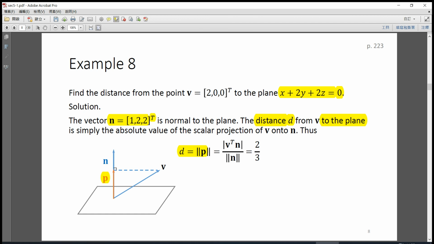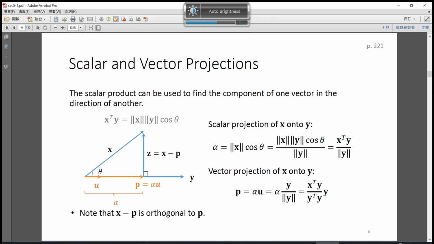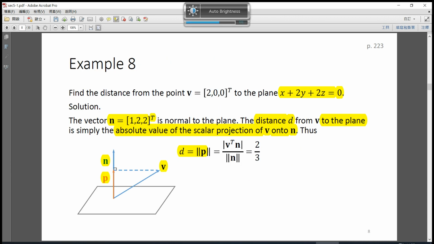p is the projection of v onto the normal vector n, and the distance from v to the plane equals the length of p. And the length of p is the absolute value of the scalar projection of v onto n. From the result in the previous slides, we know the scalar projection equals this term, and hence the absolute value of the scalar projection of v onto n equals the absolute value of the scalar product v transpose n divided by the two norm of n, which equals 2/3.